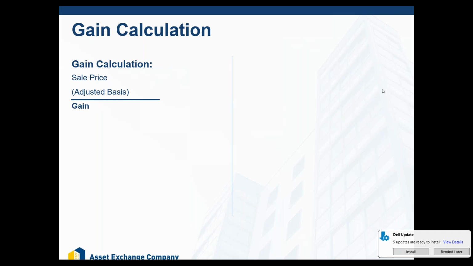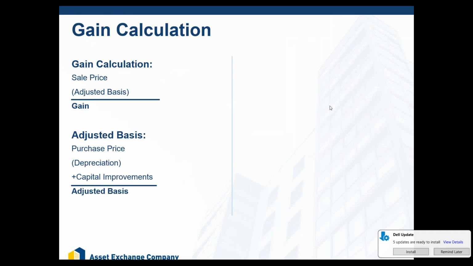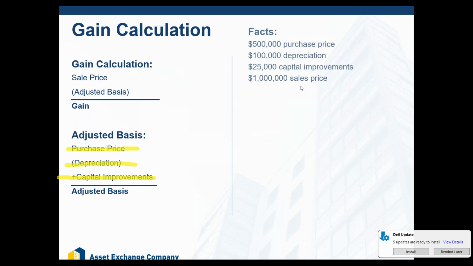Well, you might be sitting there thinking, well, geez, Leonard, that's great, but what the heck is my basis? Well, your basis is a simple calculation. Your basis is simply your purchase price, how much you paid for your property, minus your depreciation, plus your capital improvements. So let's do a real quick example.